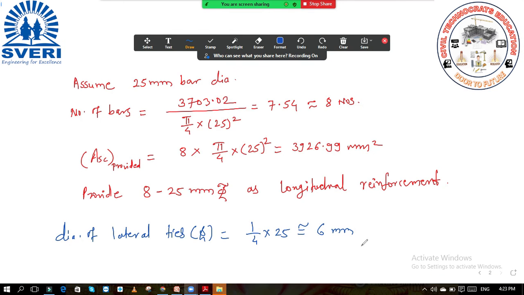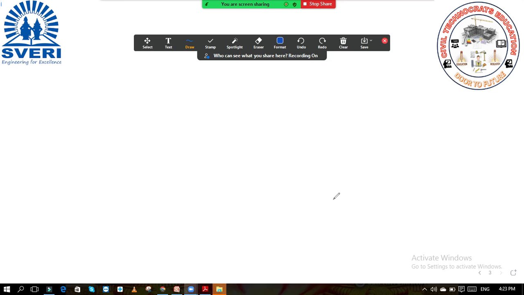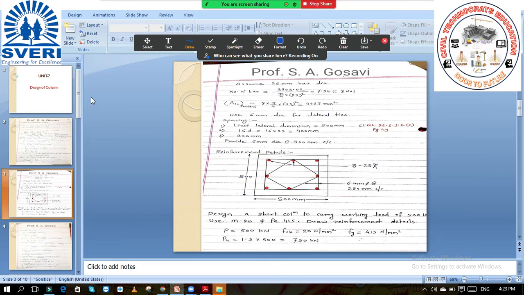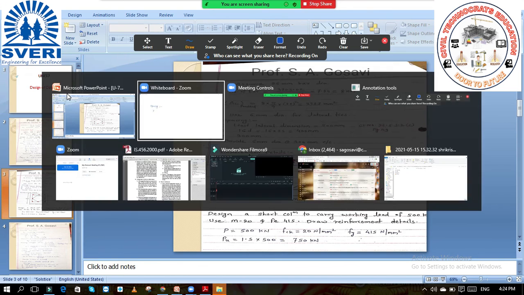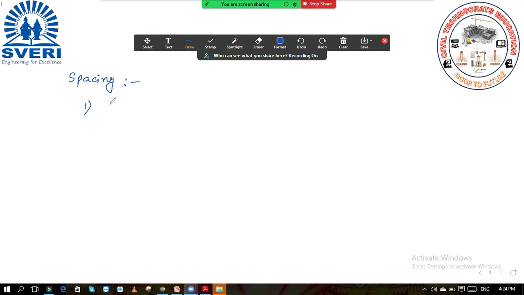Now I know the bar diameter of the stirrups is 6 mm. My bar diameter of the stirrups will be 6 mm. Then I have to calculate its spacing. Now spacing, that is pitch. The first condition for the spacing as per IS code, clause number 26.5.3.2c, page number 49. See the clause above it. First, least lateral dimension.